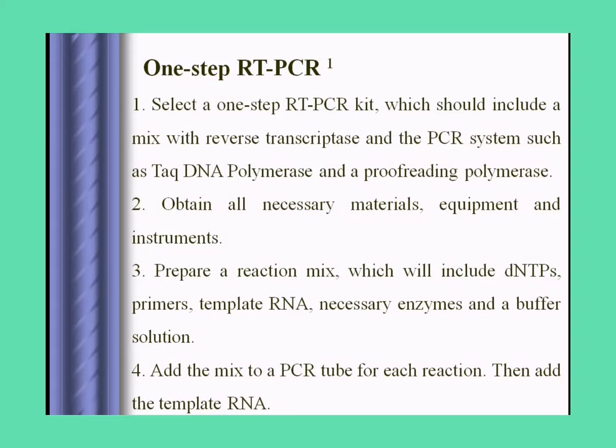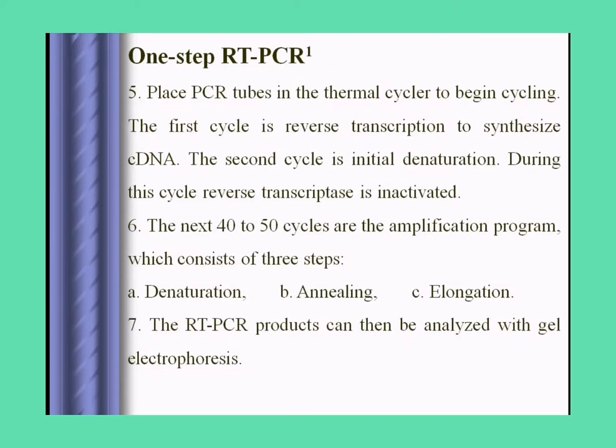Select a one-step RT-PCR kit which should include a mixture with reverse transcriptase and the PCR system such as Taq DNA polymerase and proofreading polymerase. Obtain all necessary materials, equipment and instruments that are available in the kit. Prepare a reaction mixture which should include dNTPs, primers, template RNA, necessary enzyme and buffer solution. Add this mixture to a PCR tube for each reaction, then add the template RNA. Place the PCR tube in the thermal cycler to begin cycling.